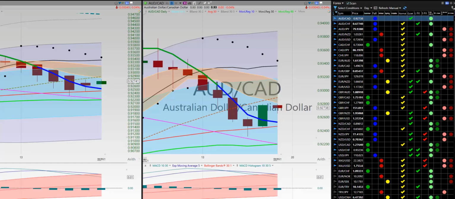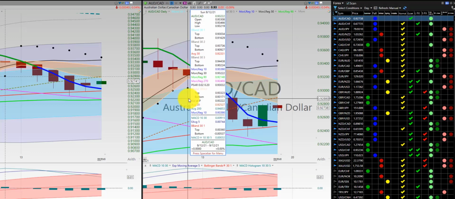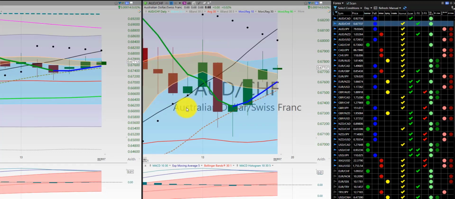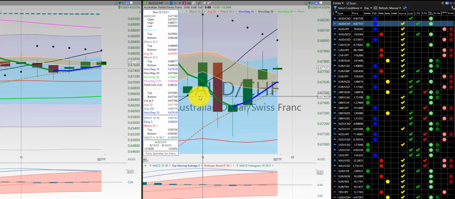Hello, this is the Forex Week in Review on the 17th of September. I'm going to start off with the Aussie dollar, Canadian dollar. Looks like we had a continuation of the previous week. So this was a 1, 2, 3 punch out here, and then no further trade the rest of the week. Aussie dollar, Swiss franc, we had no trade here, initial trade here with an out, another trade here with a loss, and then a 1, 2, 3 punch out.